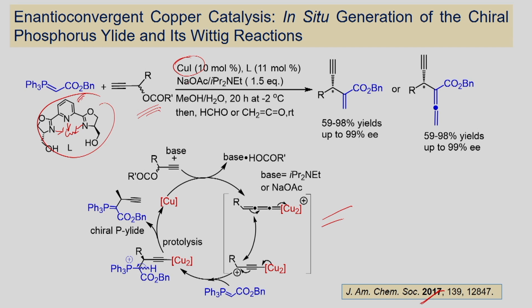So, the reaction conditions shown here are in the presence of base, sodium acetate or ethyl diisopropylamine, which acts as a base. You have to deprotonate, and then in a methanol-water medium, you form this ylide. The mechanism is shown here. When you have this, and you have the copper, you form this intermediate.